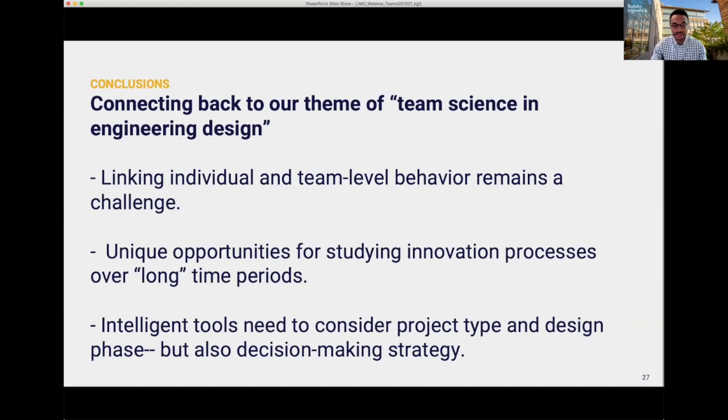And the last is that intelligent tools that we're developing as a community need to consider not only the project type or topic and the design phase, but also the decision-making strategy that a team is engaged in, because that has a significant impact on their process-based decisions.